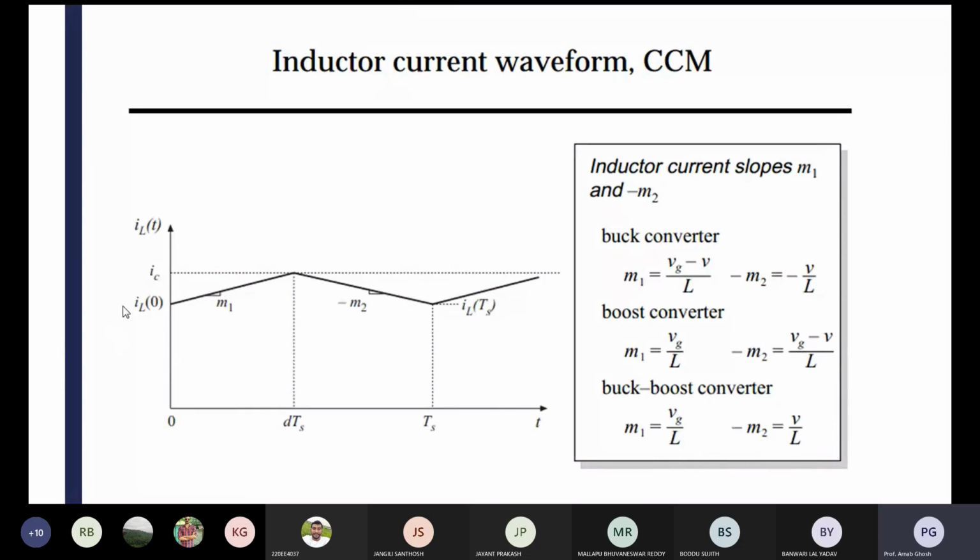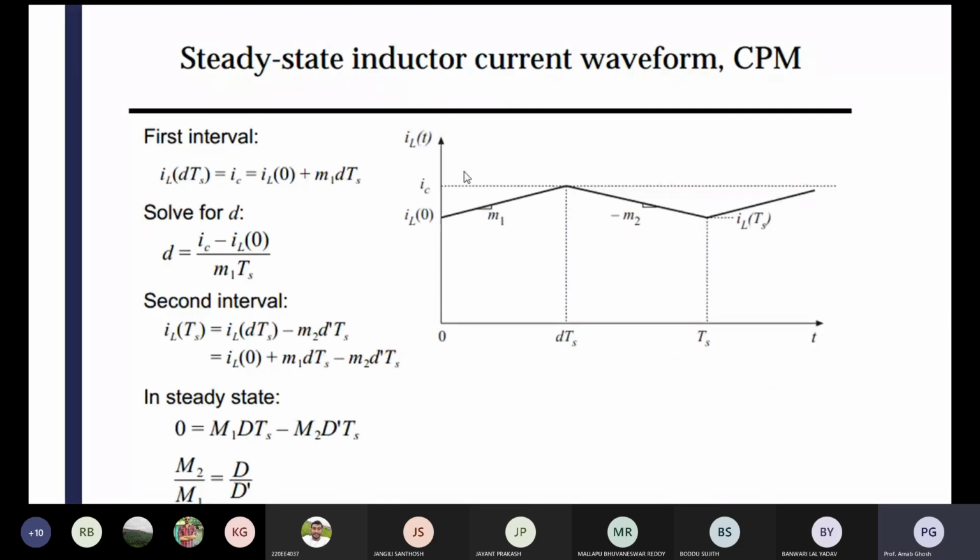That is the initial condition, that's why it is written 0. Then the switching time period, that value IL, is coming. This is the steady state inductor current waveform for current program mode, CPM, it is written. So you know that expression.